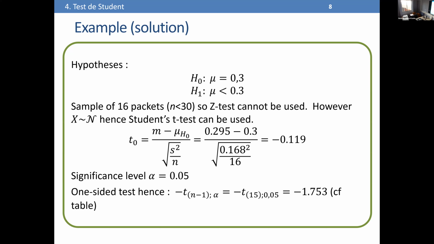You understand? So what we found in our sample is consistent with a distribution, student distribution, which means it's consistent with the null hypothesis. Donc, on ne rejette pas l'hypothèse nulle, because it's consistent with the null hypothesis.